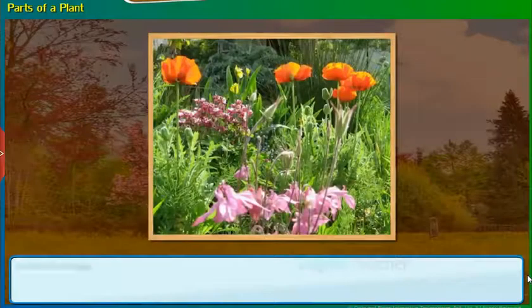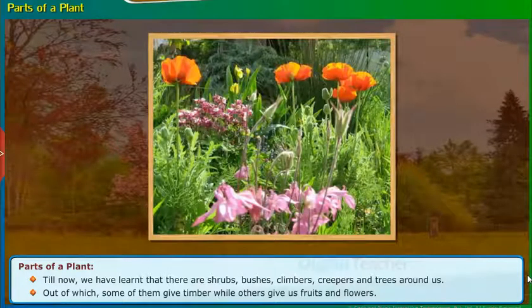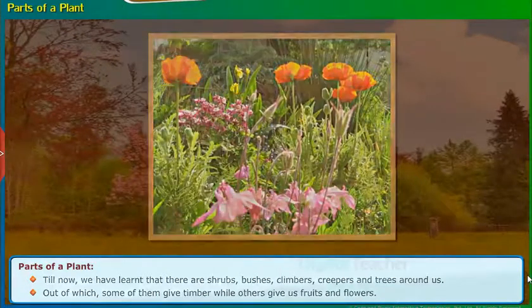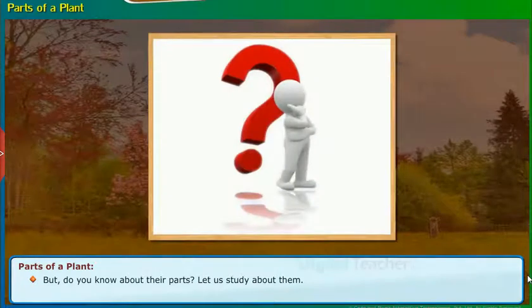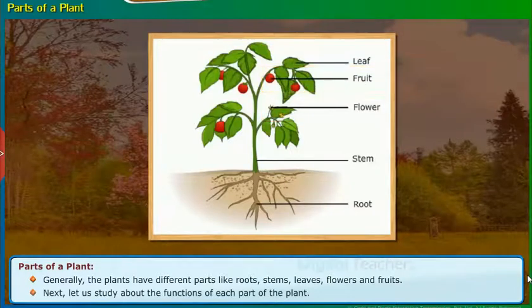Let us learn about the parts of a plant. Till now, we have learned that there are shrubs, bushes, climbers, creepers, and trees around us, out of which some of them give timber while others give us fruits and flowers. But do you know about their parts? Let us study about them. Generally, the plants have different parts like roots, stems, leaves, flowers and fruits. Next, let us study about the functions of each part of the plant.